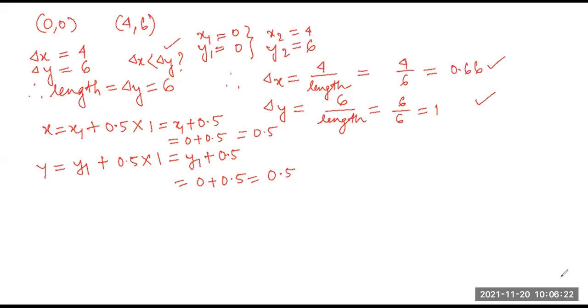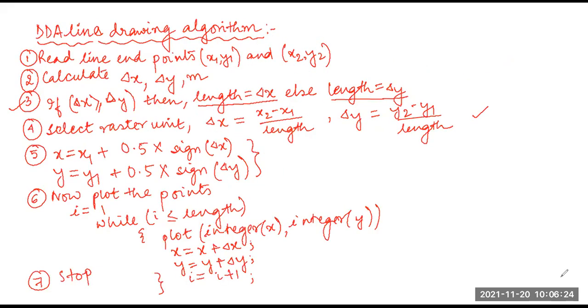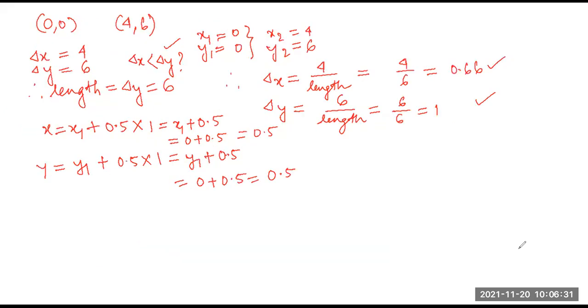The first point we will plot is, here you will see I have written something, integer of x, integer of y. That means that whenever we get a decimal value, I will be converting it into an integer number before plotting. This is the approximation which needs to be done in the DDA algorithm. So if this approximation is needed, 0.5 is equivalent to what, 0 or 1, if I convert it by rounding off?